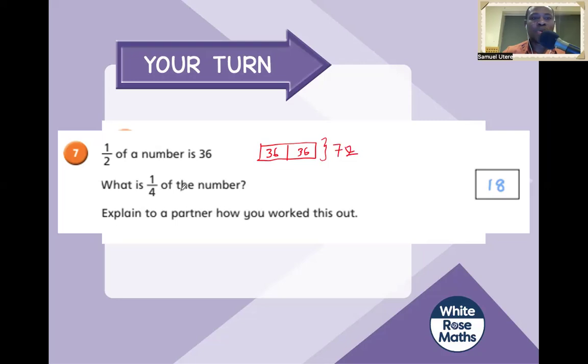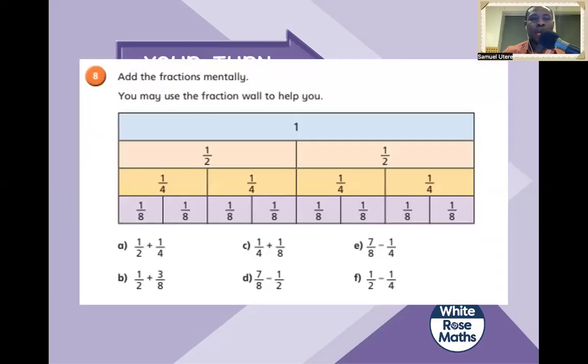So you have 72. And then you're being asked, what is a quarter of the number? A quarter means to halve and to halve again. So half of 72 is 36, and half of 36 is 18. Okay, so it's to halve and to halve again. Here you are asked to add the fractions mentally. You can use the fraction wall to help you.